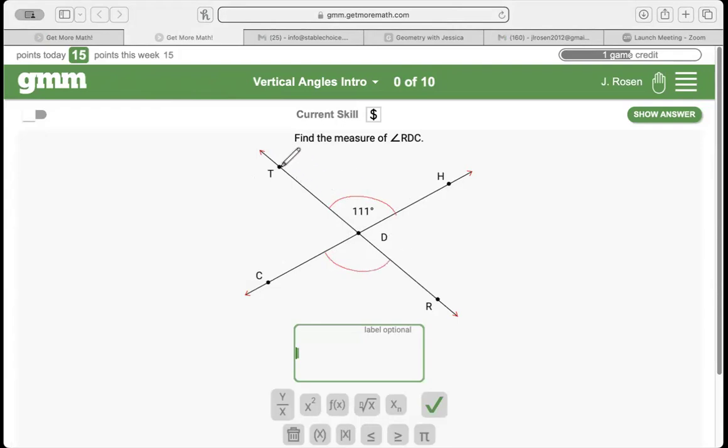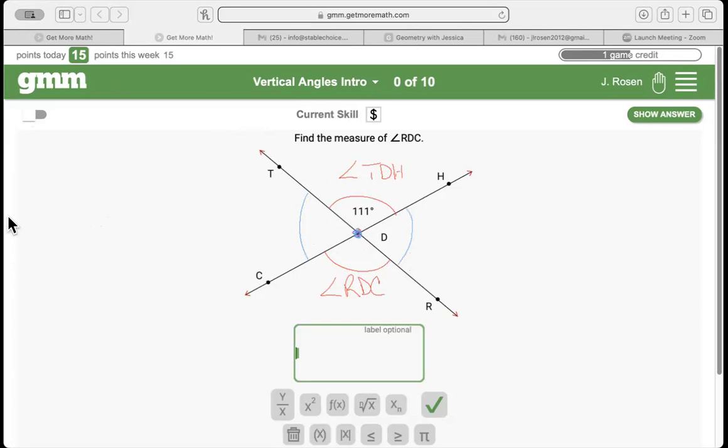Sometimes you're going to see it labeled like TDH. So angle TDH is vertical to angle RDC, right? What that means is they flip over this point of intersection at the same measurement. Okay, and then I can also, let me change colors here. I can also tell you that this angle is vertical to this angle because again, it flips over this point of intersection. So they're going to be equal to each other.